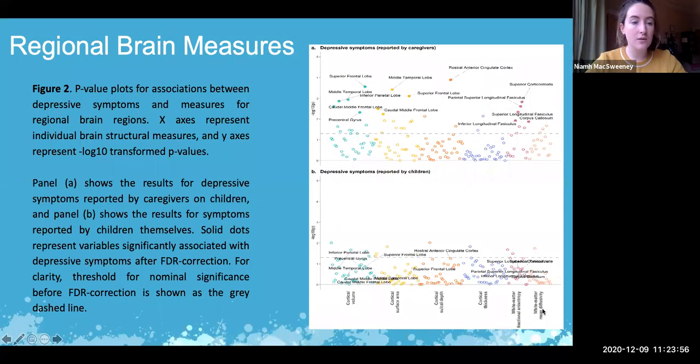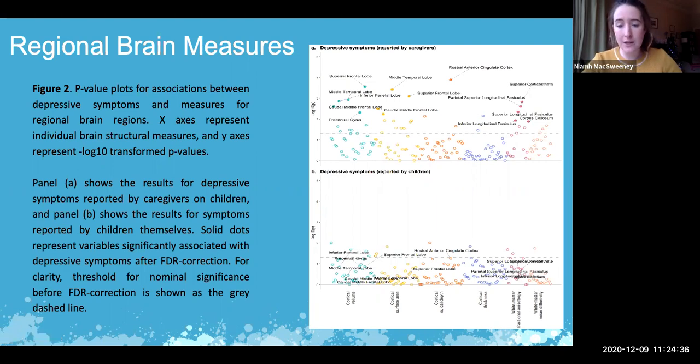So moving on to the regional brain measures. You can see here in this figure, these are p-value plots for the association between depressive symptoms and the different cortical and white matter microstructure measures that we looked at. And just in the interest of time, I've only shown the depressive symptoms here and not the MDD. There were more significant associations for depressive symptoms compared to MDD, but there were still similar findings between the two measures. You can see here that in panel A, we have the caregiver report, and then in panel B, we have the reports from the child.